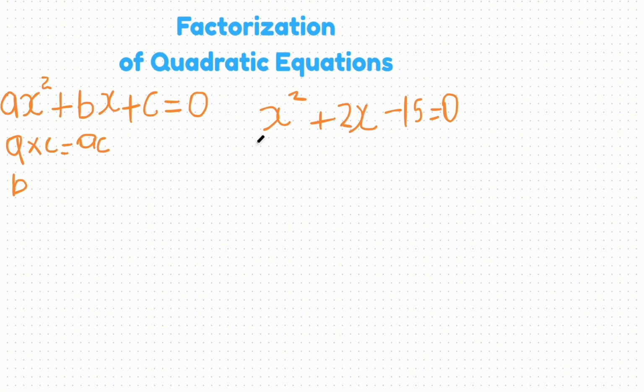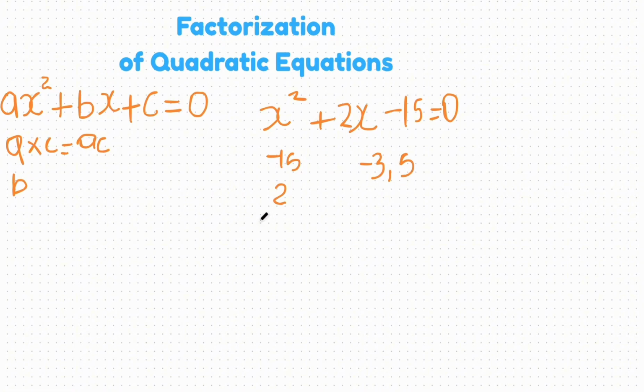Remember, the first thing that we do, we multiply our a times c, and that would be 1 times negative 15. And when we multiply that, we get negative 15. Then we write back our 2. We need two numbers that when we multiply these numbers, we get negative 15. But when we add these numbers, we get what? 2. The numbers would be what? Negative 3 and 5. So now we can break down our 2x using negative 3 and 5.